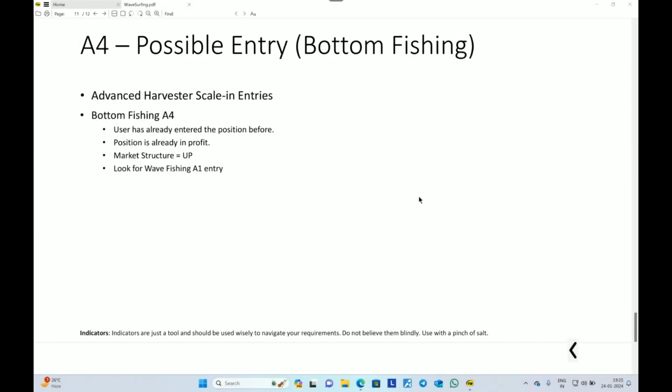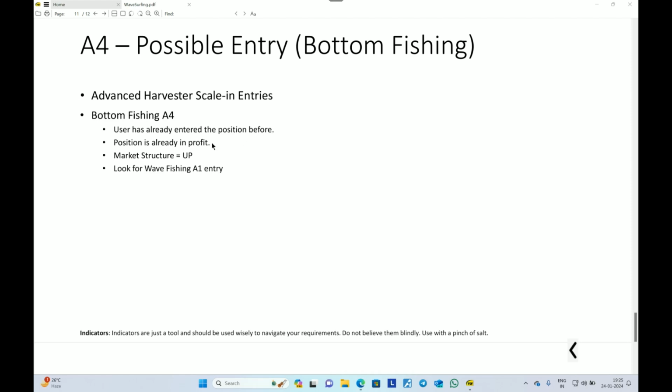Hello everyone. This is Rajashekaran here. In this presentation, I'm going to explain the A4 possible entry for bottom fishing. Okay. This is advanced harvester scaling entries for bottom fishing. Bottom fishing A4. The A4 is the entry name. The user has already entered the position before, and the position is already in profit.